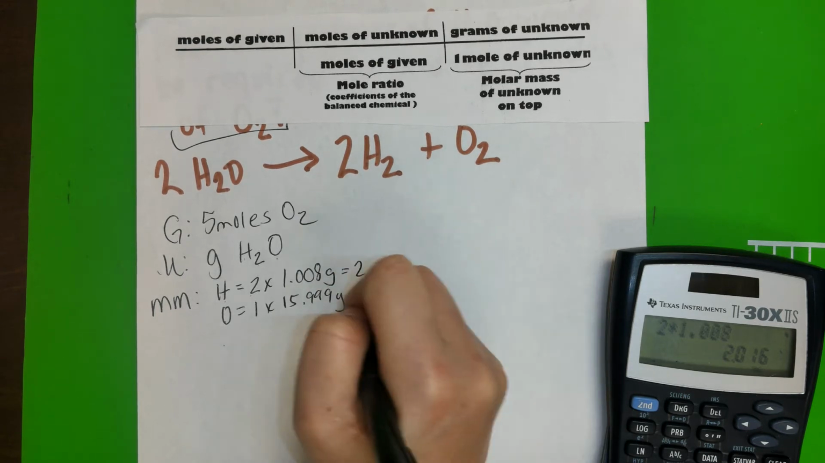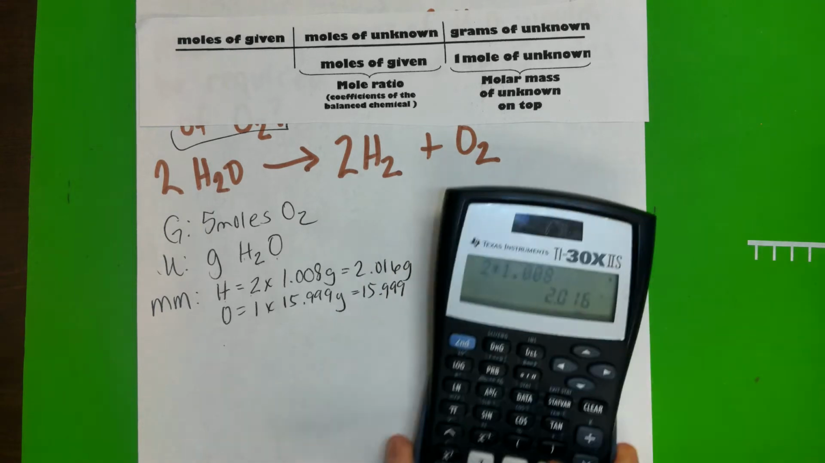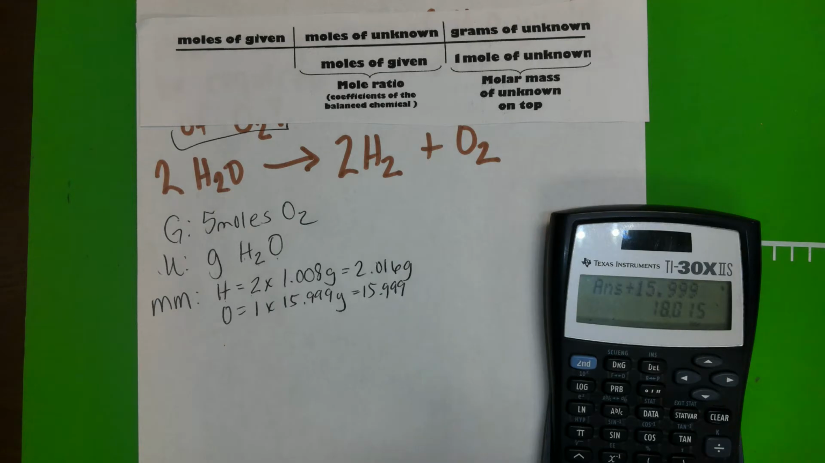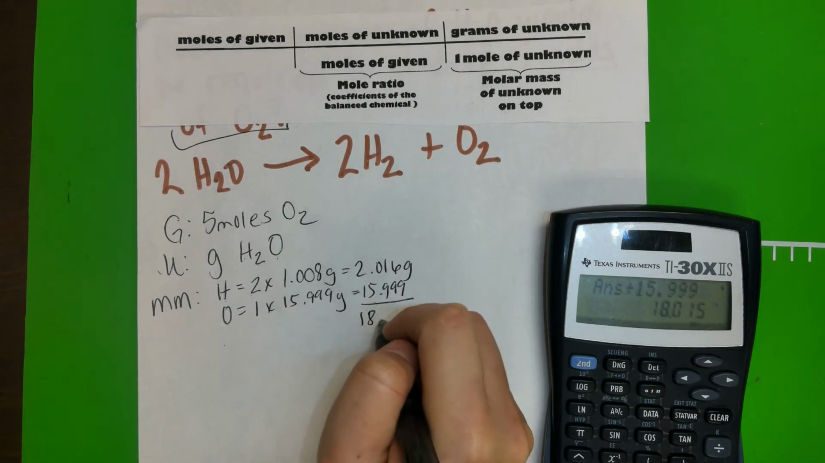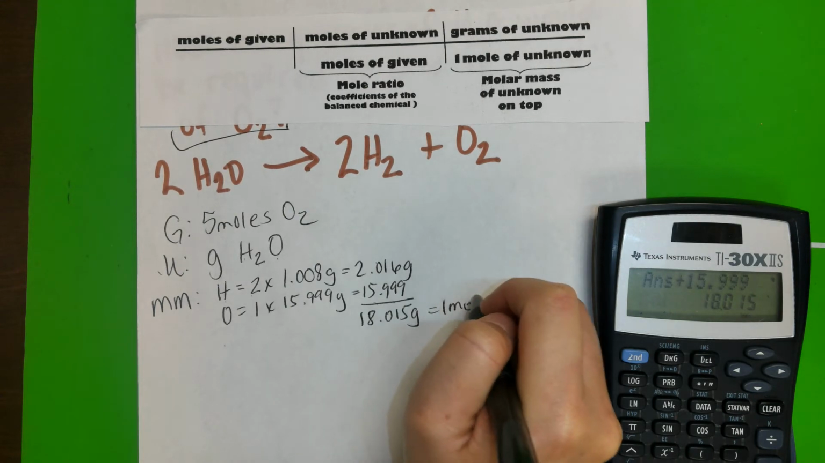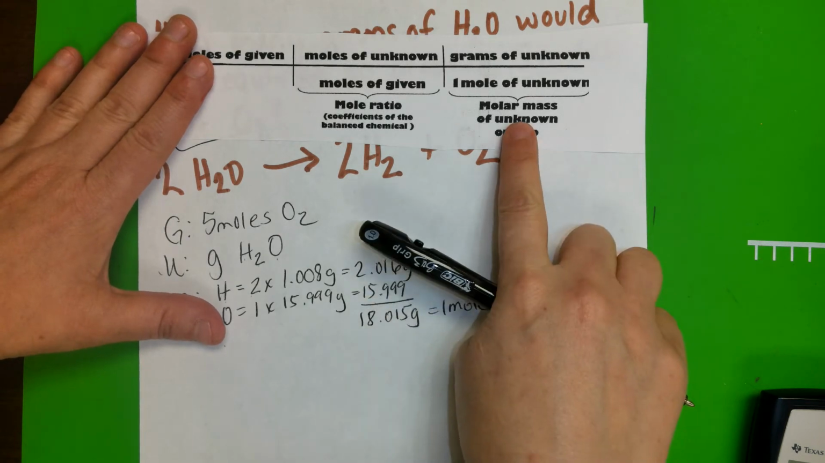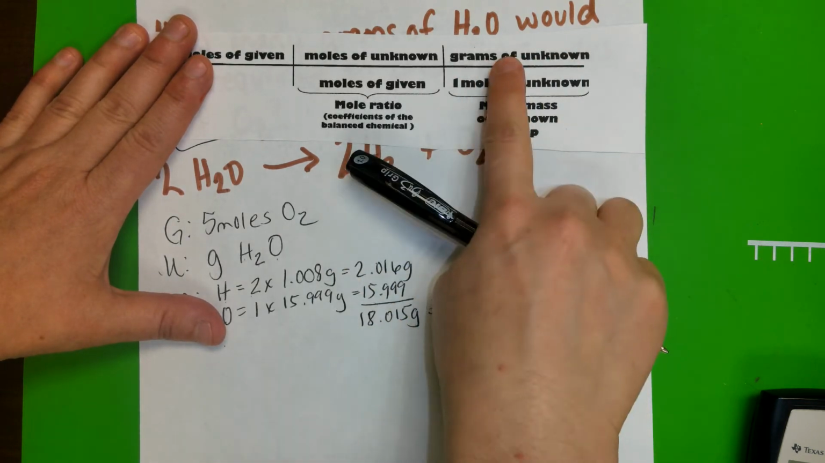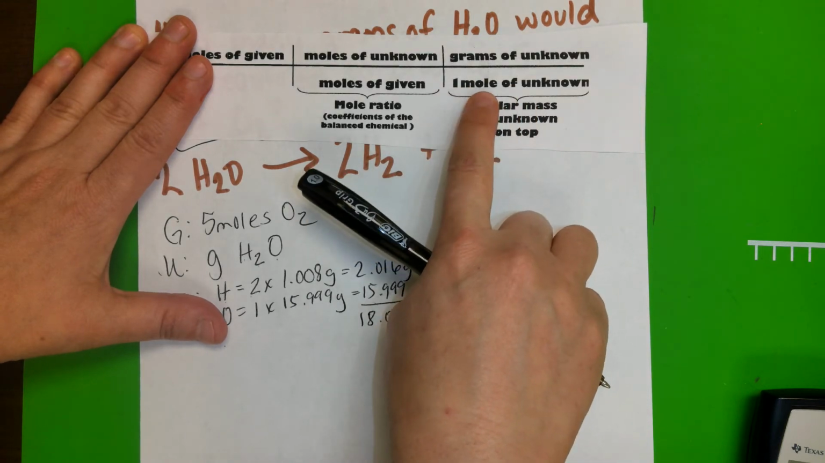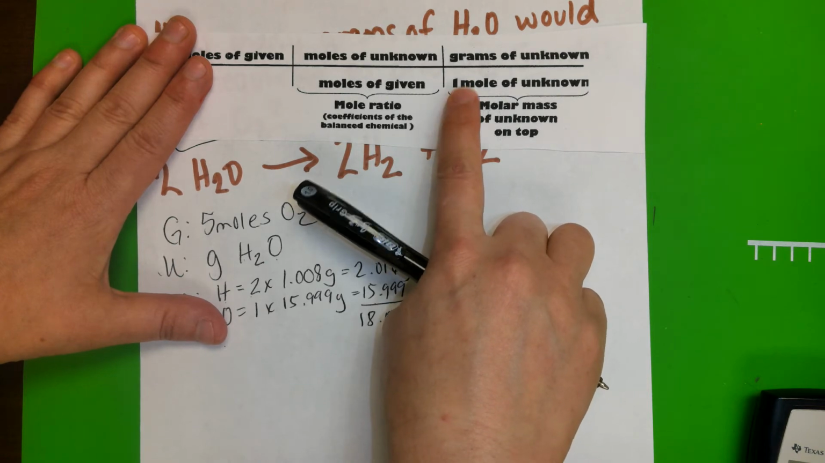You multiply it, so 2 times 1.008 equals 2.016 grams. Then you add that to 15.999, which equals 18.015 grams, which is equal to 1 mole. You can tell from the molar mass that the grams of this equal 1 mole. The good thing is that they give you the number on this one, so you can guide yourself just in case you get confused. The ones are always correct in here.